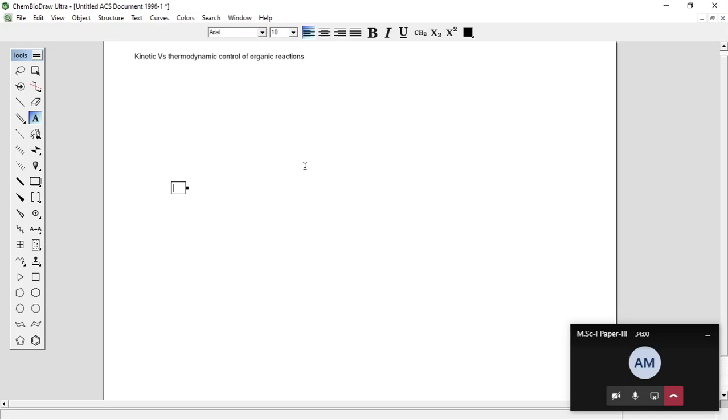let's take the example of the addition of HBr, hydrobromic acid, to 1,3-butadiene. You get two possible products when HBr is added to 1,3-butadiene. Both of these products are derived from a common intermediate.